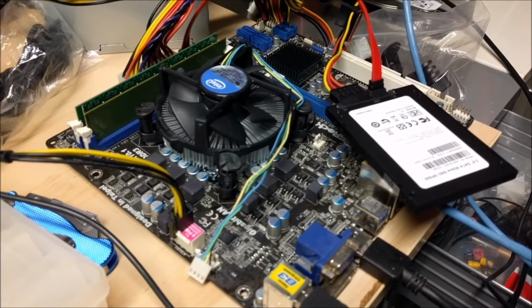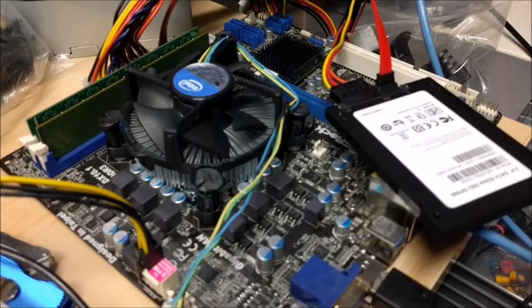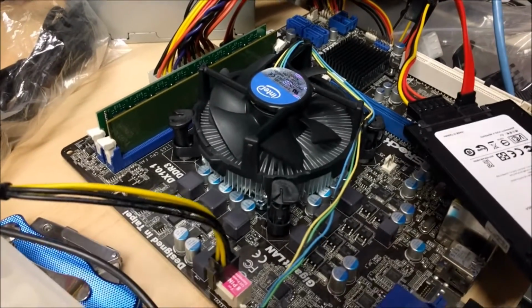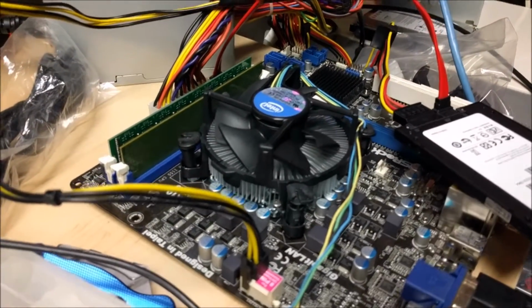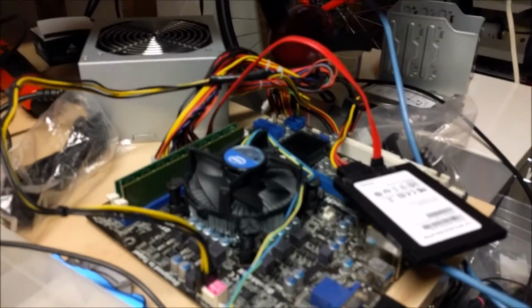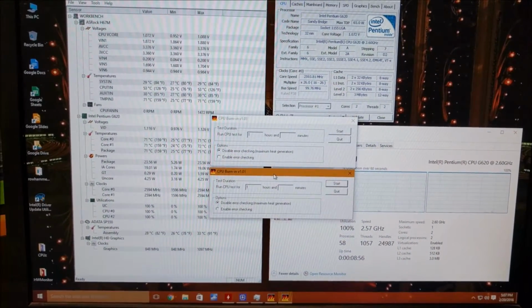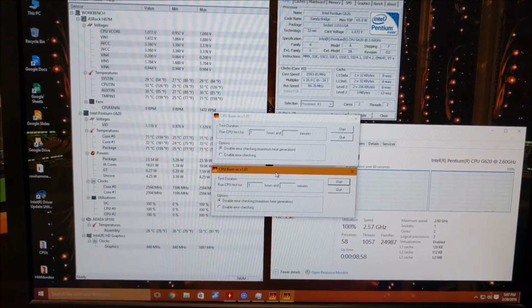Oh, and just in case anyone's curious, it's an ASRock motherboard, model number... Not seeing it. It's underneath the hard drive, I think. It's like an H67M or something like that, I think is the part number. So anyways, we've reached 71 degrees.